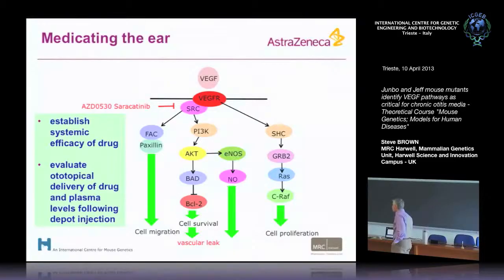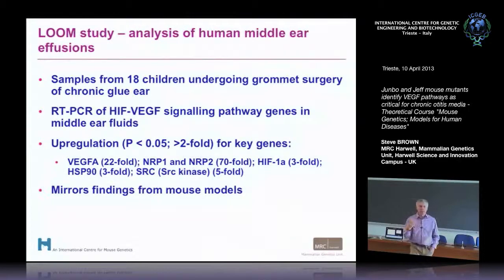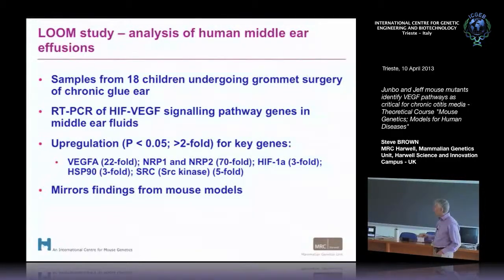Now, one of the questions that I'm sure you're asking in terms of going forward with this is, well, the middle ears of children who've got chronic otitis media, are there middle ear effusions? Do they look like mice as well? Is the molecular basis of the condition in humans the same as mice? And clearly, if we want to use these drugs, we have to have some confirmation that's the case. And the answer is yes, because, in fact, we've now sampled many more than 18 children.